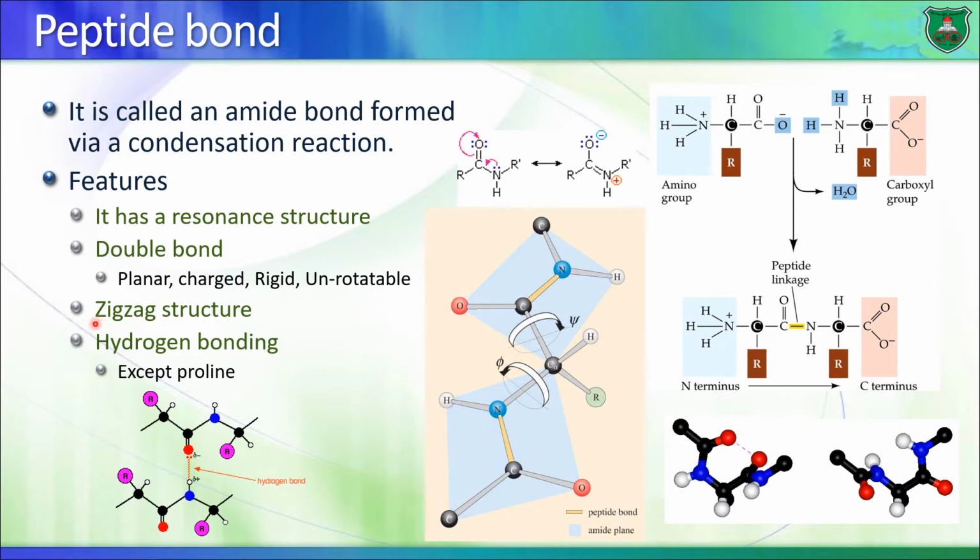Something else is that the peptide bond makes the peptide have a zigzag structure. So zigzag, zigzag, zigzag. You have this zigzag structure right here. And finally, because of the presence of these groups, the carbonyl and the amide group, and because of the partial negative charge on oxygen and a partial positive charge on nitrogen, the groups that make up the peptide bond can form hydrogen bonding.